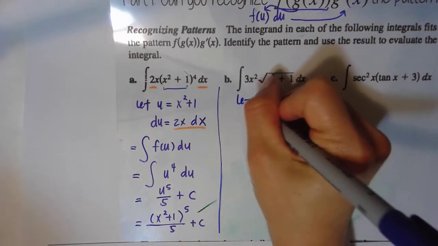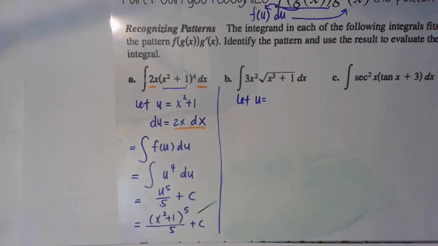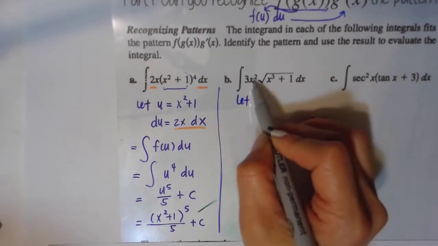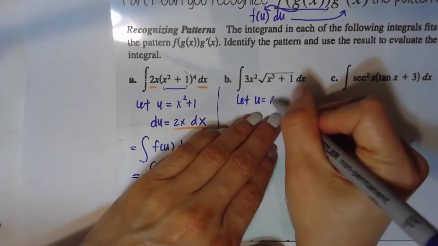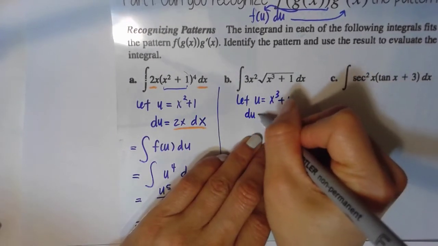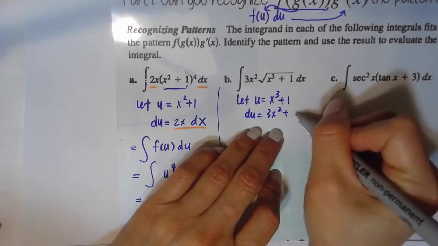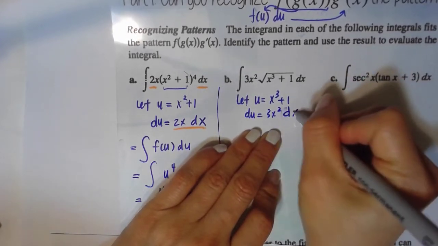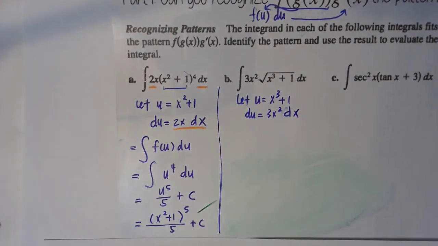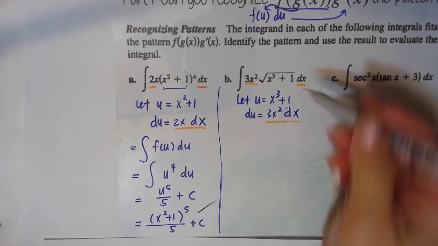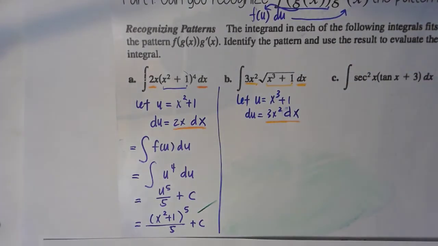What will you let u equal? The more complicated function, the function that's within a function. So again, x cubed plus 1. And that means du is going to be 3x squared dx. Look again, 3x squared dx, 3x squared. And then you have your u here.